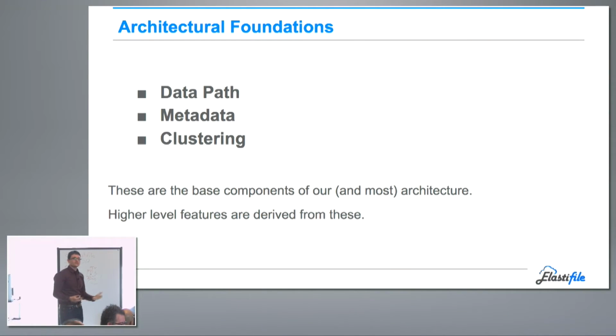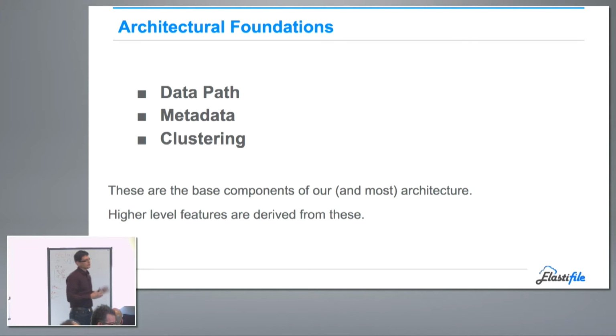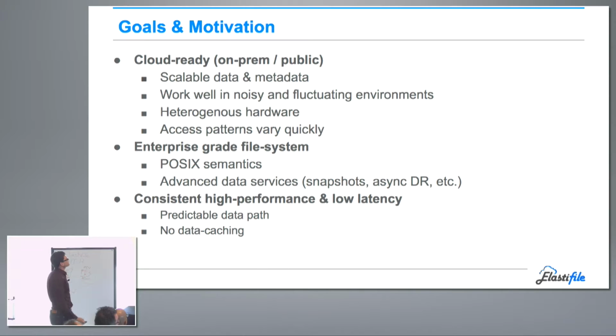So what I'm going to go through is an overview of the data path, how we handle metadata, specifically scaling of metadata, and clustering. The reason I'm going to concentrate on these is because these are kind of the base components of our architecture, and all of the advanced features derive from these. So that's why I'm going to concentrate on these specific aspects.